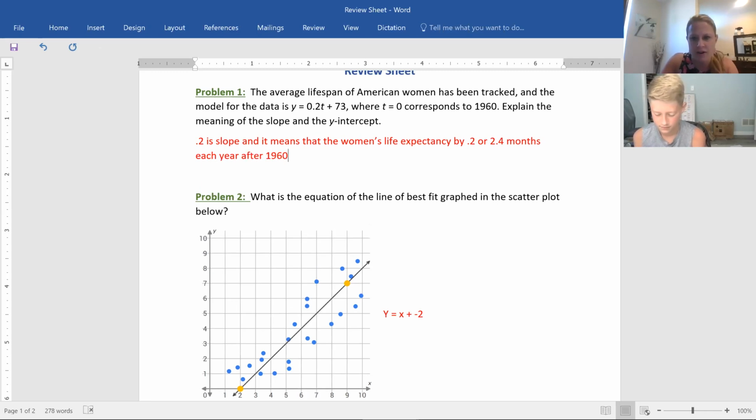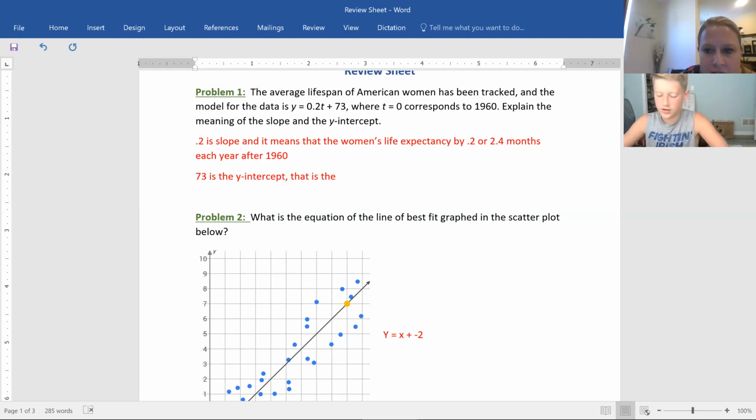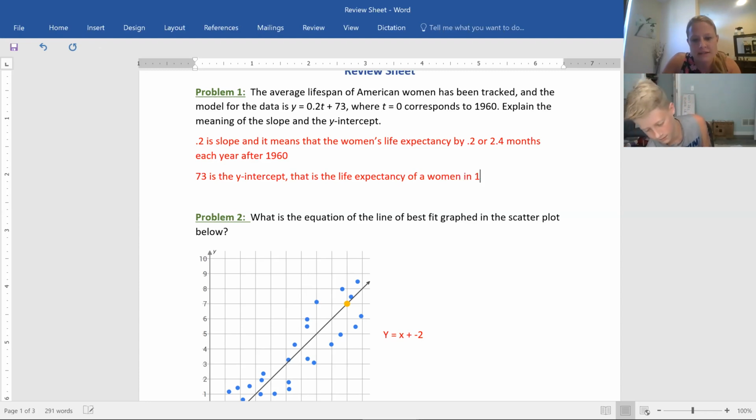Awesome. Okay, what does the y-intercept tell us again, or what was the y-intercept? The y-intercept was 73 years. Do you remember what we said that means? Well, the y value when t equals 0. Okay. But in this problem, t equals 0 means the year 1960. So it's life expectancy of a woman in 1960. Okay. So that's the life expectancy of a woman in 1960. Beautiful, at the beginning of the study.